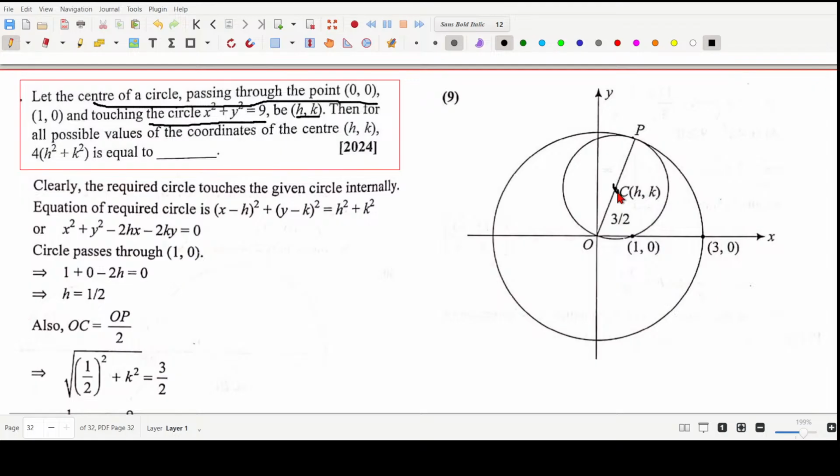So this part is clear now. This circle is passing through this point P, and it is passing through the origin. But we still don't know that origin and P is the diameter, right? Then, for all possible values of the coordinates of the center, 4 into h square plus k square is equal to what? Now, this part is clear?